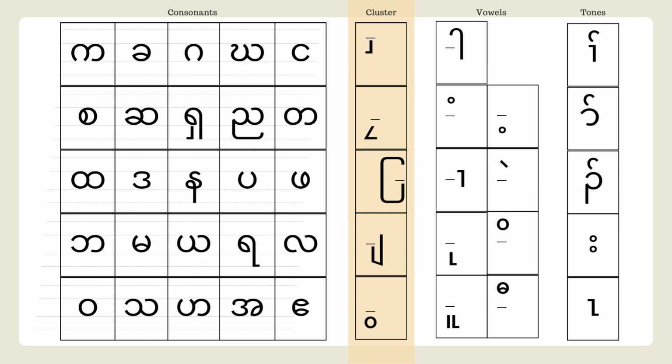So have a look at this. When we are forming a word, a sound, we'll normally have the sound of the consonant first. If there is a cluster, our cluster sound comes second. If there are no clusters, we will look straight at vowels. If there's no cluster and no vowels, it will be consonants and tones. But if there's a cluster, the cluster will be second. If there are vowels, the vowel will be next, and the tone will be last. Okay, I hope that helps.